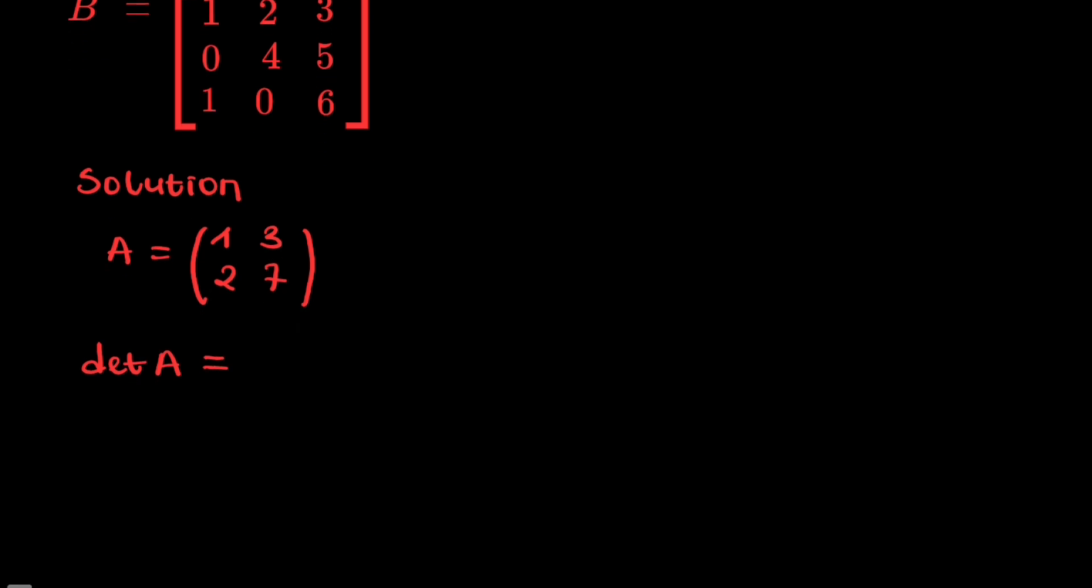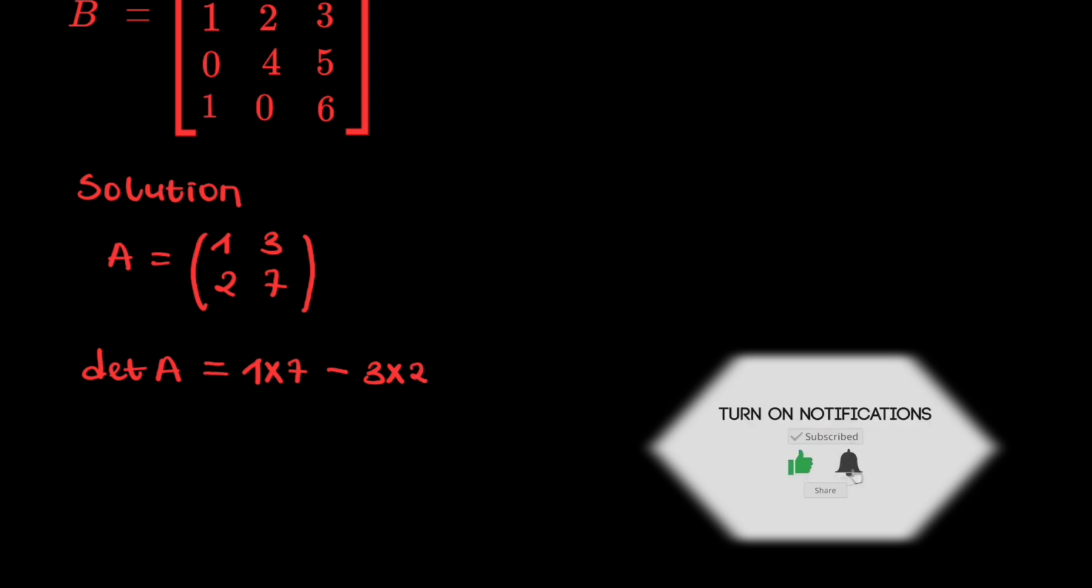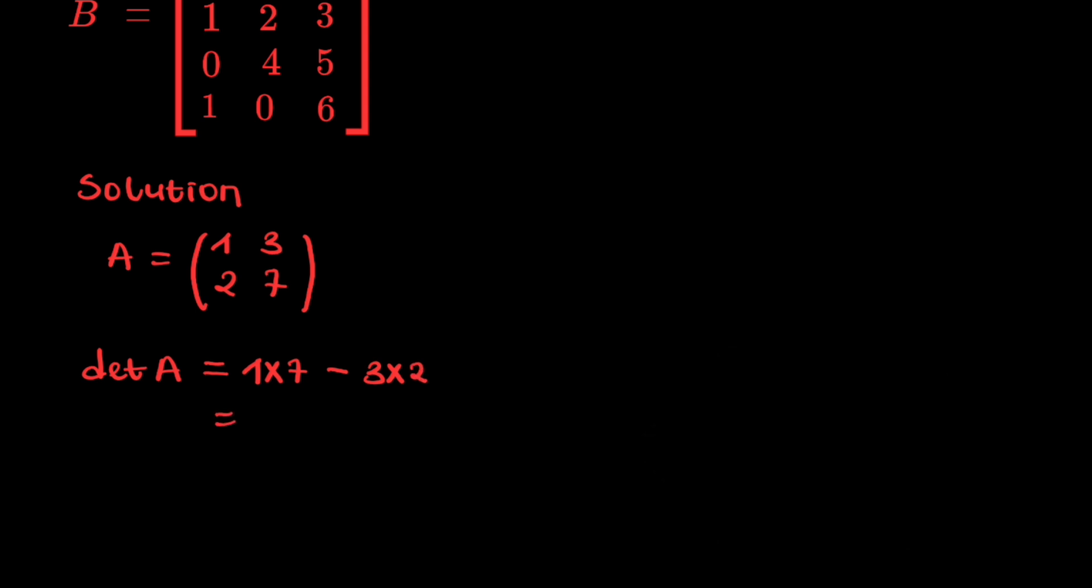So we are multiplying the numbers at the diagonal and subtracting from those which are not at the diagonal. At the diagonal, we have 1 and 7, so it's going to be 1 times 7 minus. The numbers which are not at the diagonal are 3 and 2, so 3 times 2. And what does this give? 1 times 7 is 7 minus 3 times 2, which is 6, and 7 minus 6 is 1. So the determinant of the matrix A is simply 1.